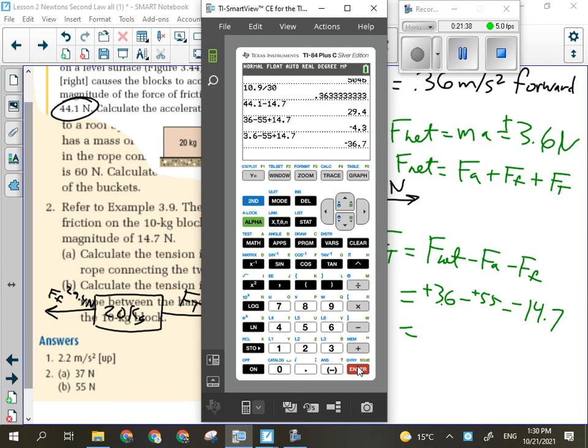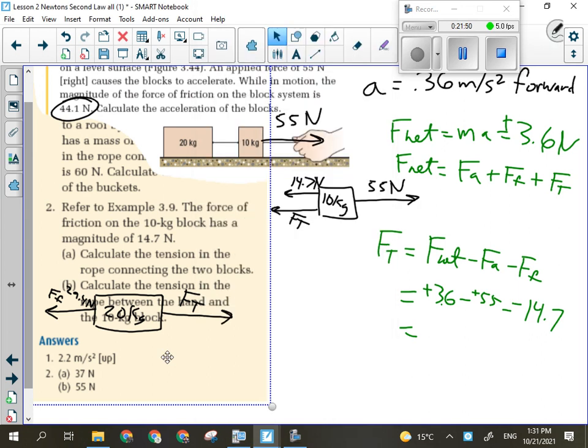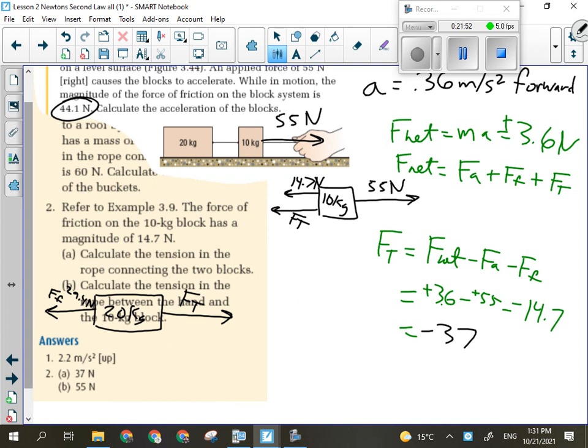But for the 10 kilogram block, this is a negative number. Is that okay? It is. This is the force of the thing behind it pulling back on it. So it's negative 37 newtons. Okay, everybody all right with that? Okay, so that's the first way. That's solving it using the 10 kilogram block.